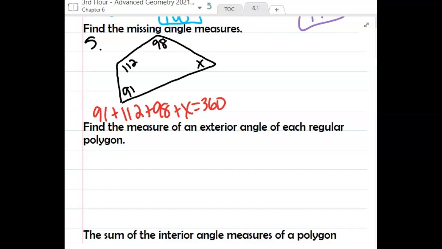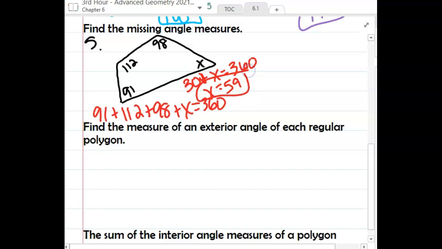So if I take 91 plus 112 plus 98, I should get 301 plus x equals 360, right? Looking for that missing one. Which means that missing angle measure would be 59. 59.